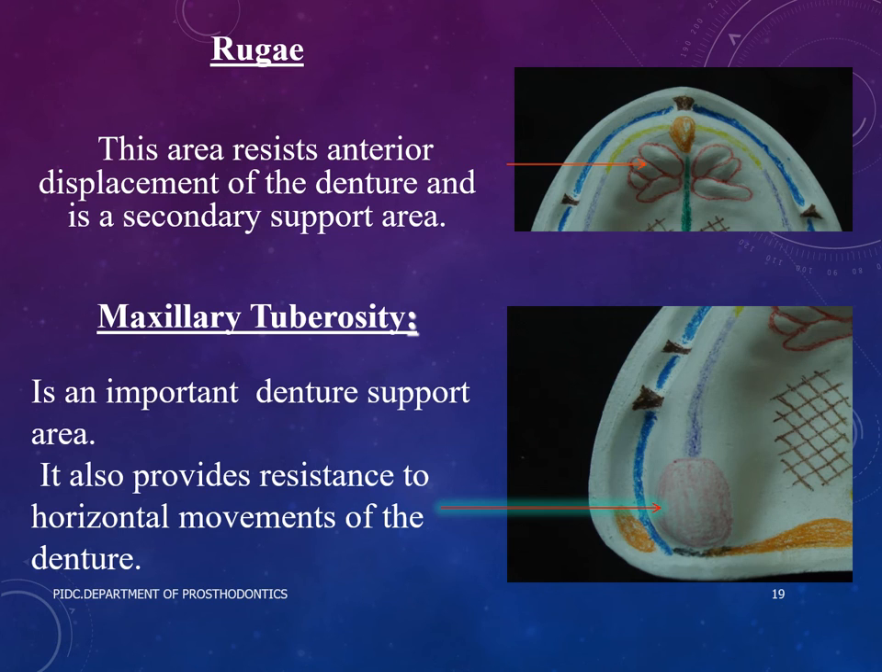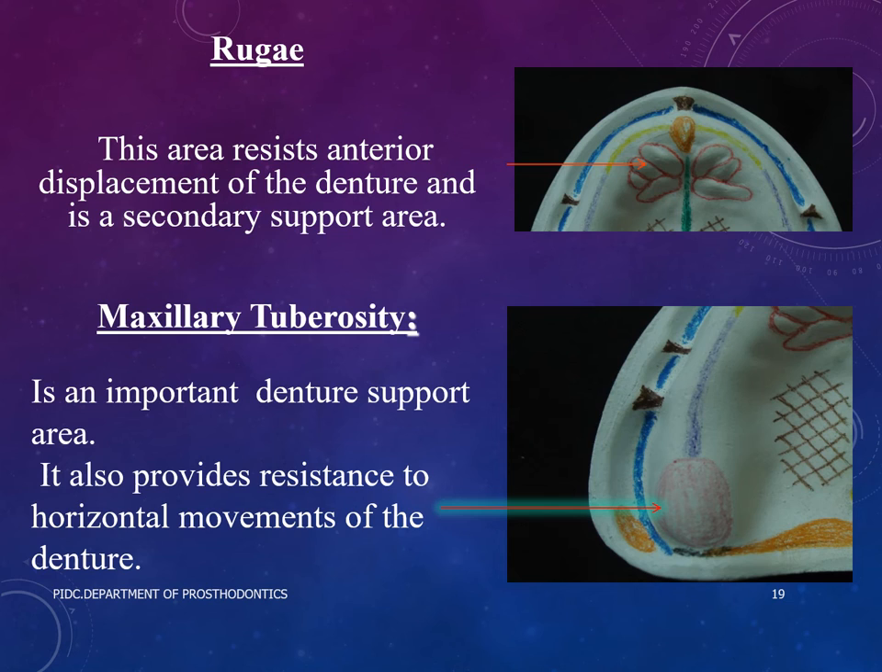Next, coming to your rugae area. Usually the rugae help in phonetics, because when your tongue comes in contact with the rugae in the palate area, certain consonants, certain sounds, are produced. So these areas must also be fabricated in your complete denture, and they also resist anterior displacement. These small rough areas where the denture is going to engage will prevent the anterior displacement of your complete denture. Next, coming to your maxillary tuberosity area.